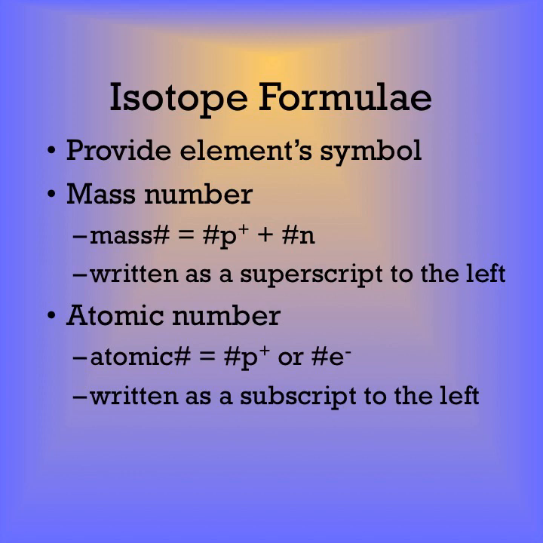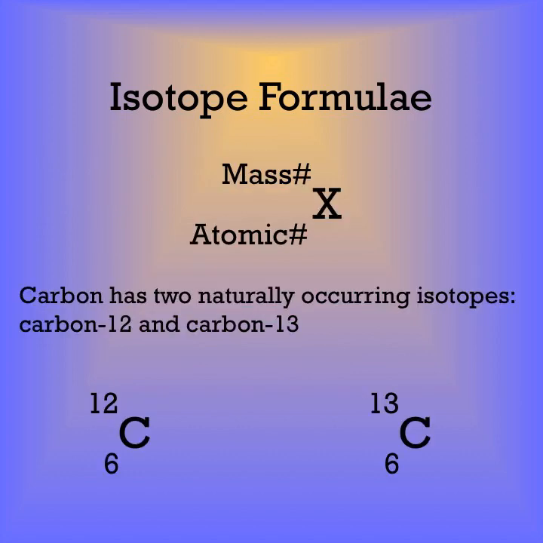The other number that we see in an isotope formula is the atomic number. The atomic number for a particular isotope that has not become an ion, and you don't necessarily understand that right now, but trust me, I'm not going to mess with you on this, is always equal to the number of protons, which is always equal to the number of electrons. Again, unless it has become an ion, but I will not mess with you on that. So our atomic number is written as a subscript to the left, so it's to the lower left side of the atomic symbol. So if you look at this slide, you see a generic symbol, X.